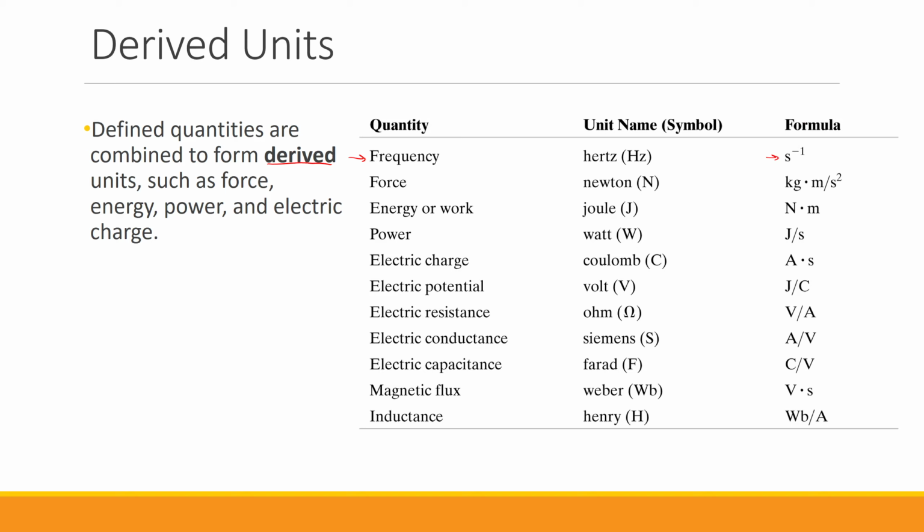We can have force, which is measured in Newton, and the equation representing the force is kg, kilogram, multiplied by m, the unit of length, divided by second squared. We have energy, we have power, the electric charge, we have the electric potential or voltage, resistance, conductance, capacitance, magnetic flux, inductance. So we will see all of these measures or units later on in this course.